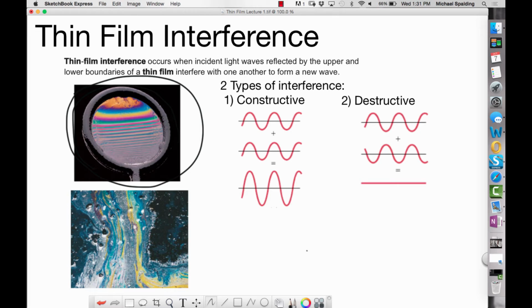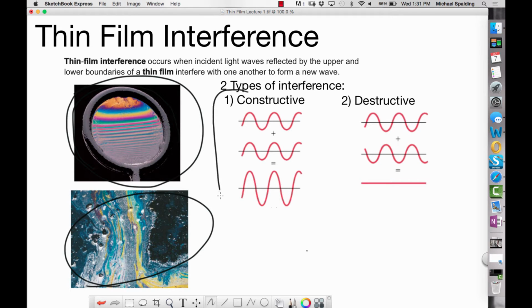So here we have an oil slick. That's also considered a thin film. If you have oil on top of water, it makes a very, very thin film, and then light reflects off of it. Some is reflecting off the top surface of the oil. Some is reflecting off the bottom surface of the oil. But to understand thin film interference, you have to know that there's two types of interference.